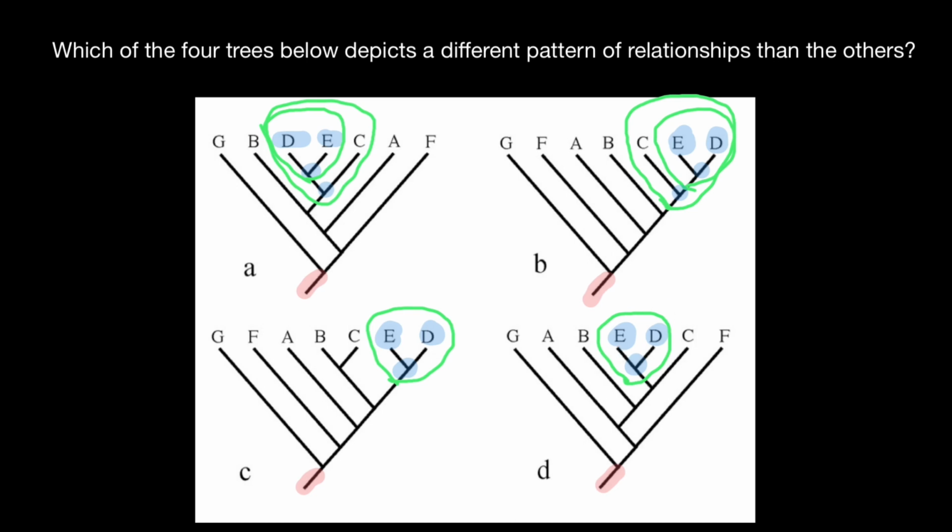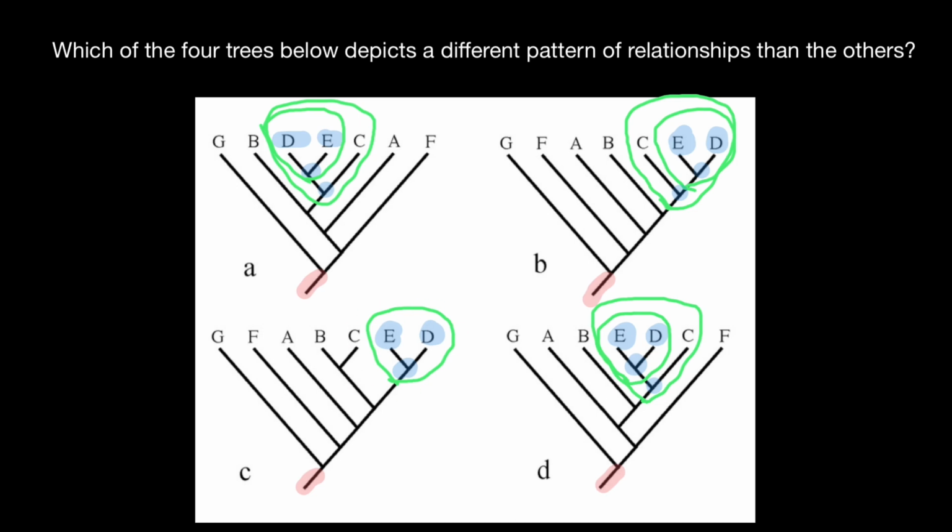The same is true here. If we move down to the root, the next common ancestor is with taxon C, so that means we can also circle them together, making an even bigger clade, and the relationship is going to be the same as in the A and B trees.